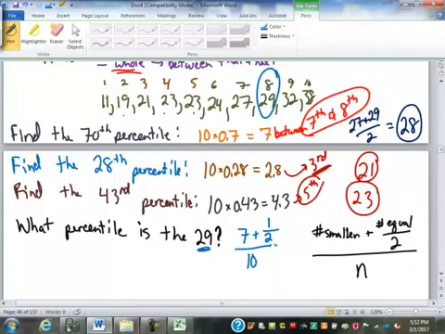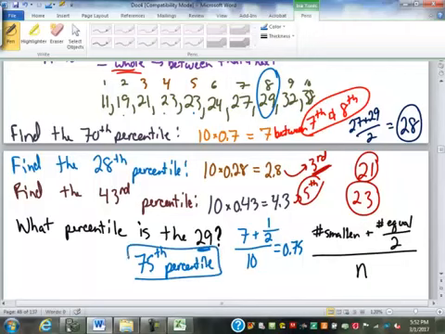You got it. So this is 7 plus 1/2, which is 7.5, divided by 10 is 0.75. So I move my decimal point or multiply by 100, however you want to look at it, to make it a percent. That is the 75th percentile.